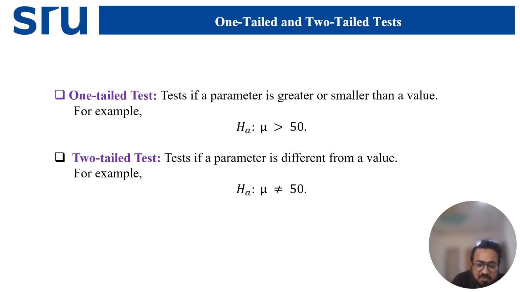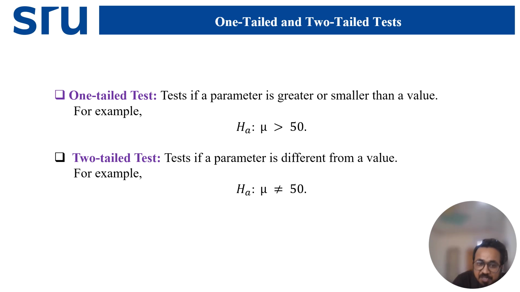That means if in a question the claim is given in the form of greater than or less than, in that situation the test will be a one tail test, right? And if the parameter is different from the value, that is a two tail test. For example, mu not equal to 50, right? In that situation you can say it is a two tail test. Or also you can say that if the claim is given in the equality form, in that situation the test will be two tail, right?